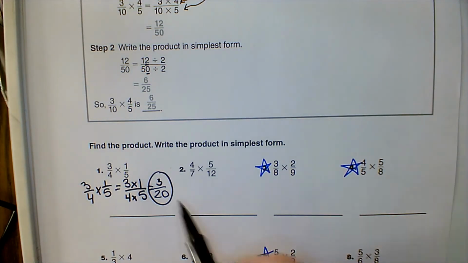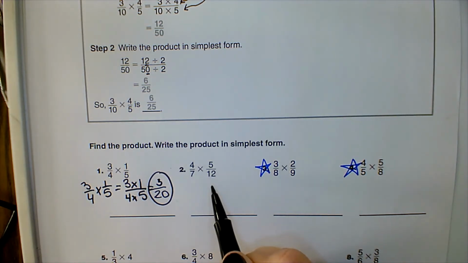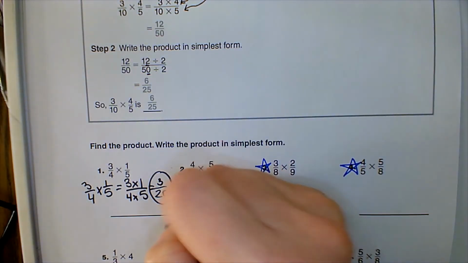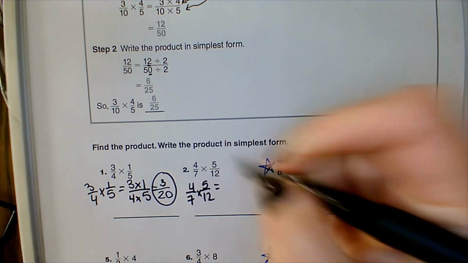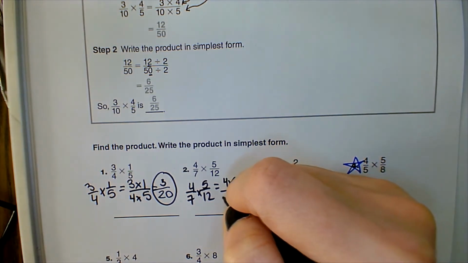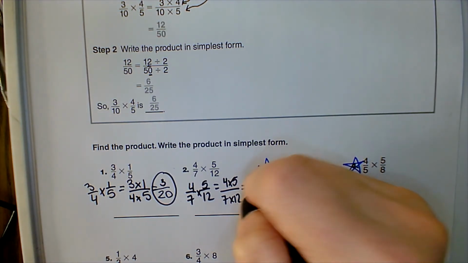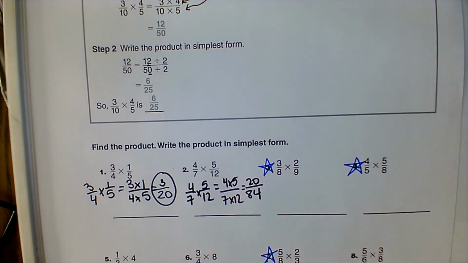For the next example, we have 4/7 times 5/12. I'm going to again write my multiplication problem, and then I'm going to show that I'm multiplying my numerators, and then I'm going to show that I'm multiplying my denominators. 4 times 5 gives me 20. And 7 times 12 gives me 84.